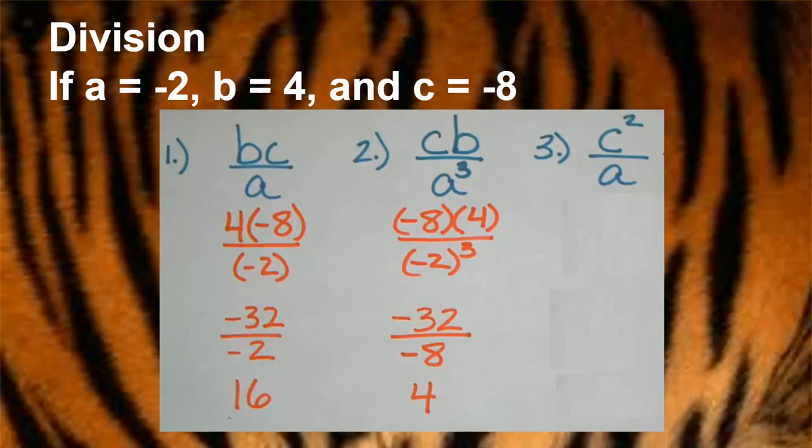Finally, c squared divided by a. Well, c squared means negative 8 to the power of 2, or negative 8 times negative 8. That's a total of 64 divided by negative 2, which is negative 32.